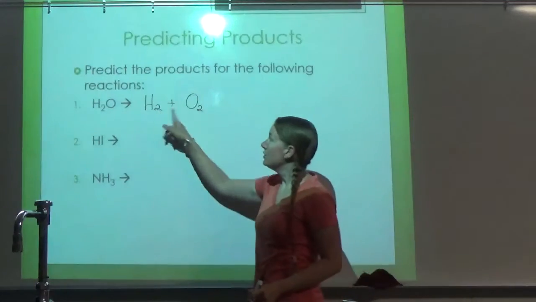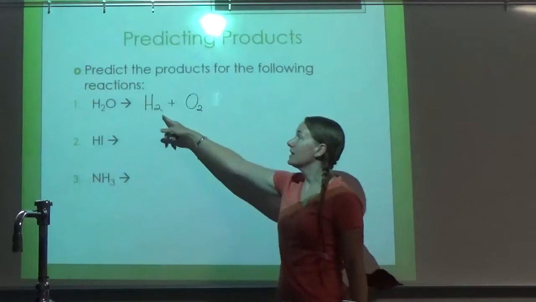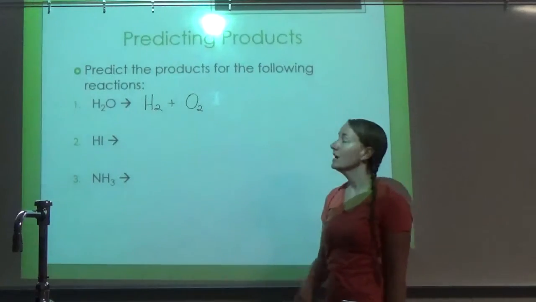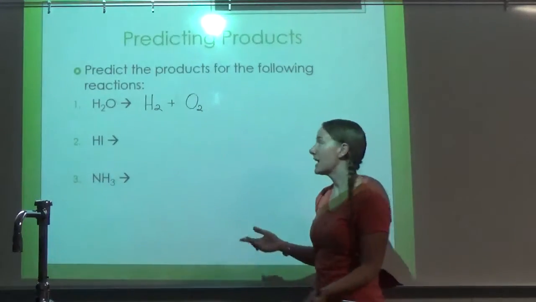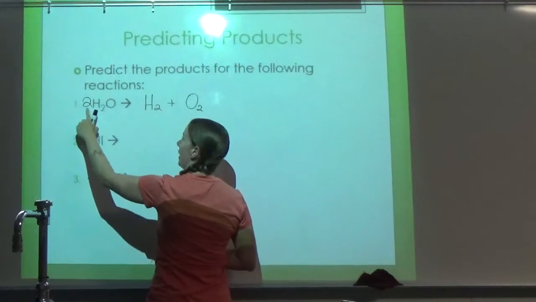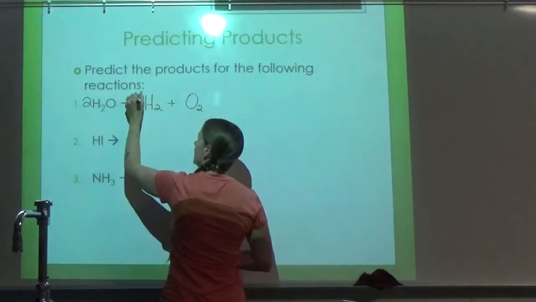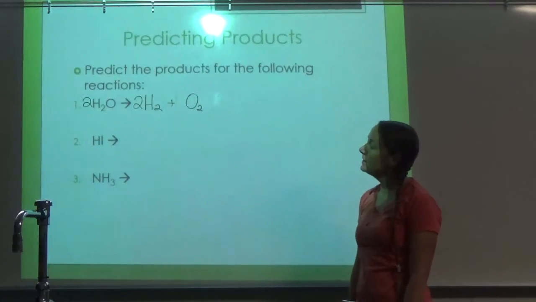Okay, again, these 2's have nothing to do with the subscripts on this side. It has to do with the fact that these are diatomics when they're by themselves. But the problem is, where did the second O come from? I need to balance to fix that. So since I have 2 O's on this side, I'm going to put a 2 here. But now I have 4 hydrogens, so I put a 2 there. And that's it. All right, so let's look at number 2.